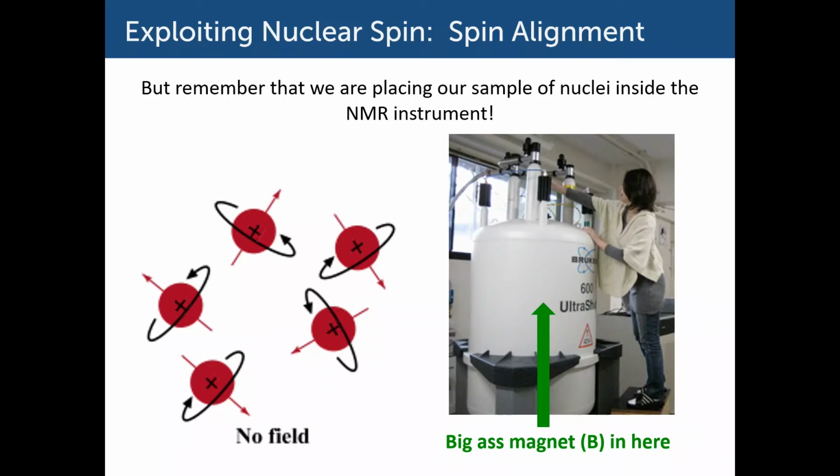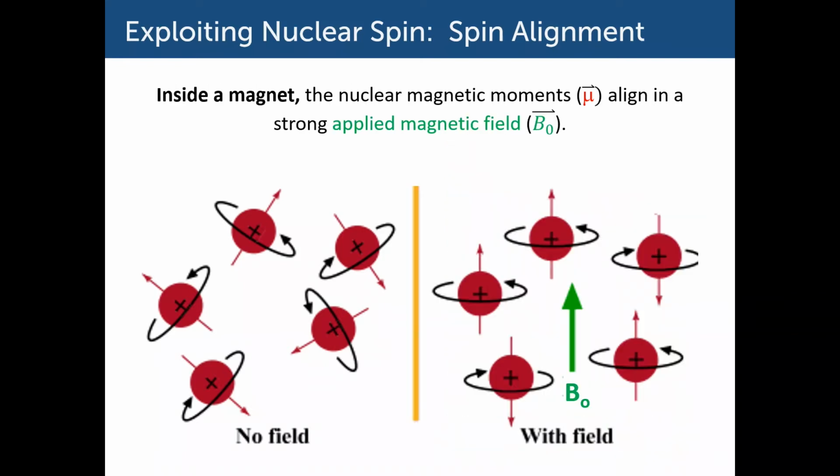So what happens to our nuclei spins when we put them inside this magnet, where there's a very powerful magnetic field? Well, it turns out that those spin magnetic moments, which are the red arrows, will align with the magnetic field that comes from the big-ass magnet. If we describe that magnetic field as B naught, there's a green arrow on the right side of your screen. We'll say that's the direction of the magnetic field from our instrument.